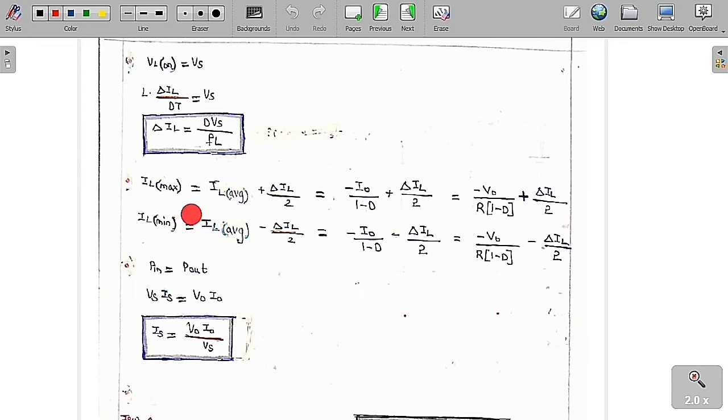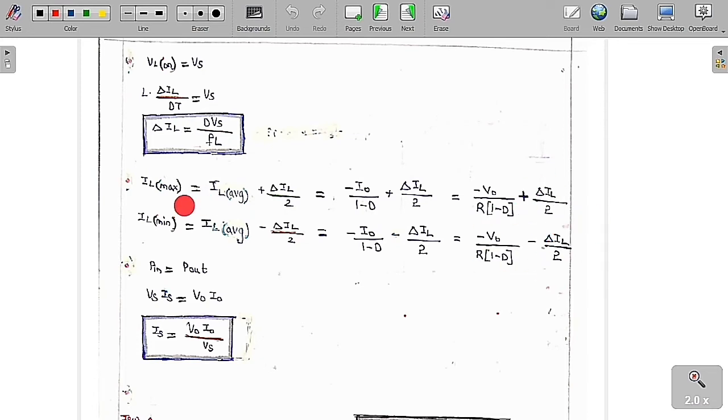L. The maximum value of the inductor current is equal to IL average plus delta IL by 2. But IL average we have discussed now, which is minus I naught by 1 minus d, plus delta IL by 2. See, V naught, I naught we can also call, I naught is nothing but V naught by R. So we can replace I naught by V naught by R, same thing. Whereas IL minimum is equal to IL average minus delta IL by 2, IL average is minus I naught by 1 minus d, minus delta IL by 2, whereas I naught is equal to V naught by R. So we are going to get these expressions.